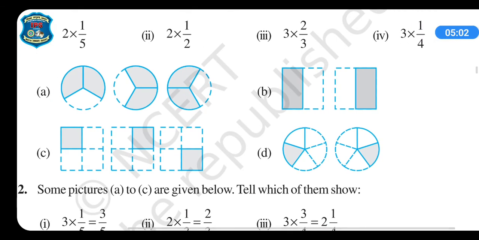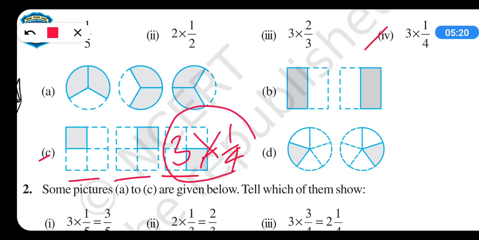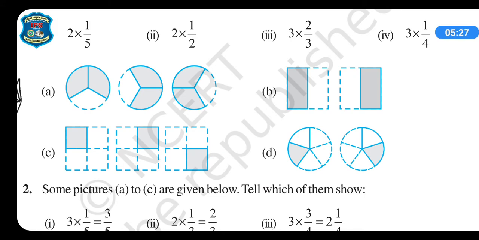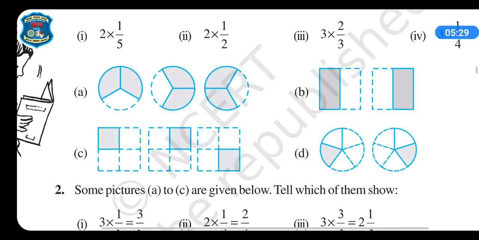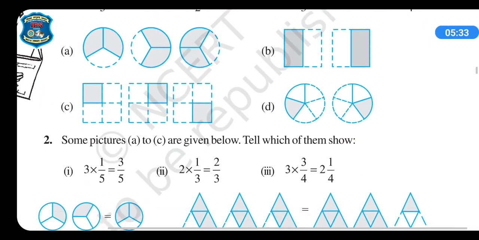Now the fourth one is 3 into 1 upon 4. So 1 upon 4 कौन है? C part. Yes, this is 1 upon 4. और कितने हैं? 1 2 3. So 3 हैं. So 3 into 1 upon 4 ये है. So fourth one. Got it? So in this way you have to match the following. Numbers are given and figures are given, you have to match, right?